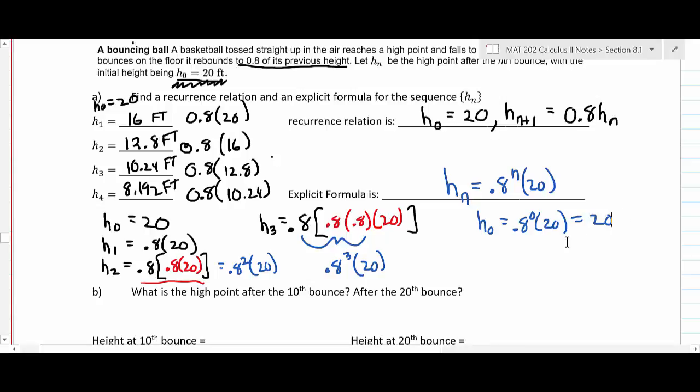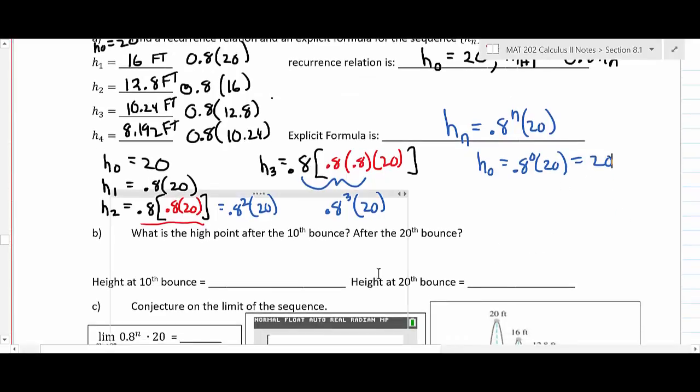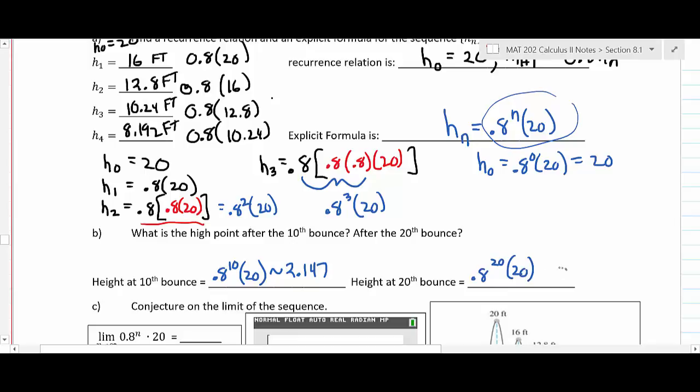The benefit of the explicit formula is it makes it real easy to answer the question about what the height is at any point in time. If you wanted to find the height at the 10th bounce, all you do is take this explicit formula and do 0.8 to the 10th times 20, and then you could do that on your calculator. Some of this I've already done, so that's 2.147. So you're getting closer to the ground. If you go to the 20th bounce, what are you going to do? 0.8 to the 20th times 20, that gets you to 0.231.